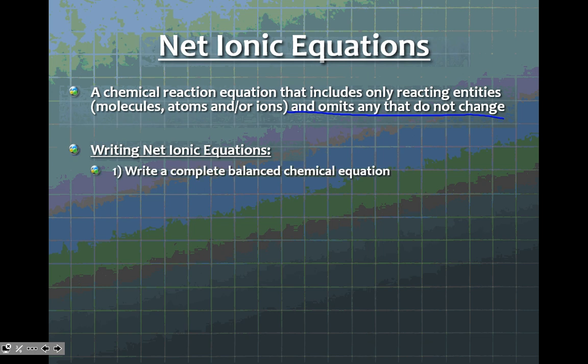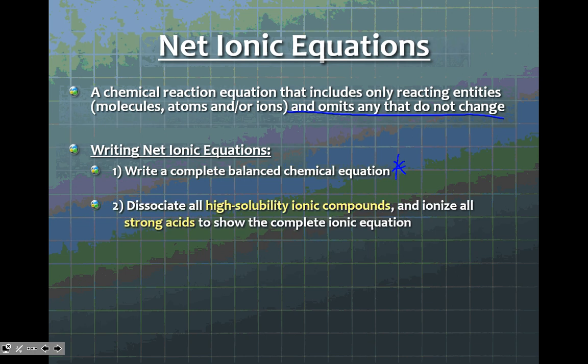So let's take a look at the different steps. First step is write a complete balanced chemical equation. Make sure that it is balanced correctly and make sure that all of your compounds are written correctly. Dissociate all highly soluble ionic compounds and ionize all strong acids to show the complete ionic equation.